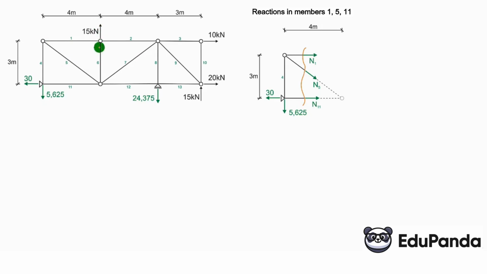So if we were to cut this node from the sum of projections on the y-axis, this bar 6 must only take that 15. Only and exclusively. But we will discuss this when calculating the reactions. But let's look at this node.